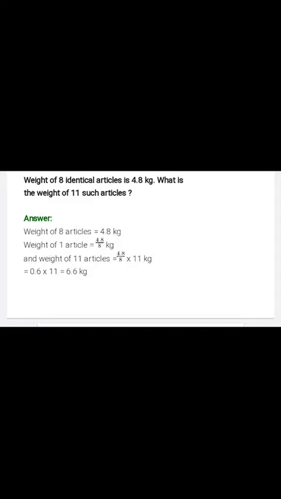No need to do the division here. So this is the weight of one article, 4.8 upon 8. It is in fraction. Now we have to find the weight of 11 such articles, which is 4.8 upon 8 multiplied by 11 kg. So do this multiplication. 4.8 upon 8, the division will be 0.6. 0.6 into 11 will be 6.6 kg. Okay, now after this we will see question number two.